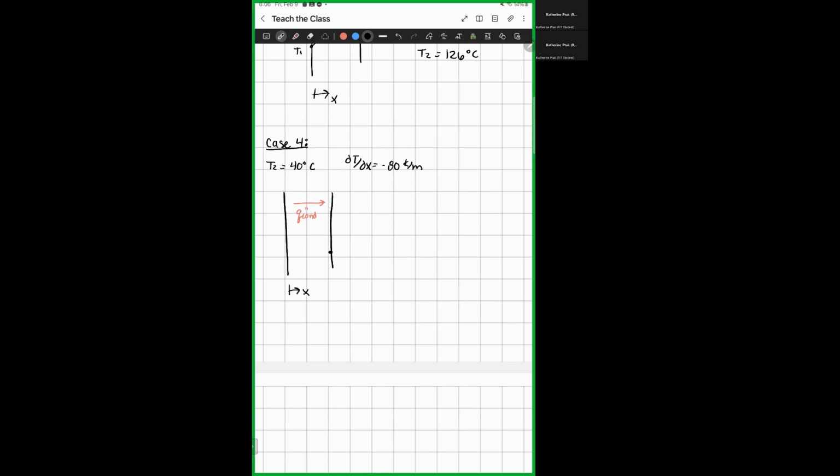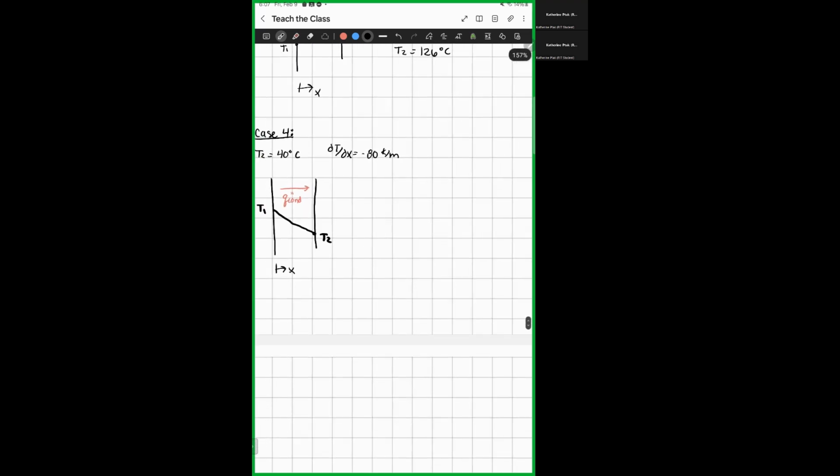So because it's negative, you have a negative slope. So T2 is up here and T1 is over here. And this makes sense because it's a negative slope, so the slope here has to be negative. So let us solve for T1.